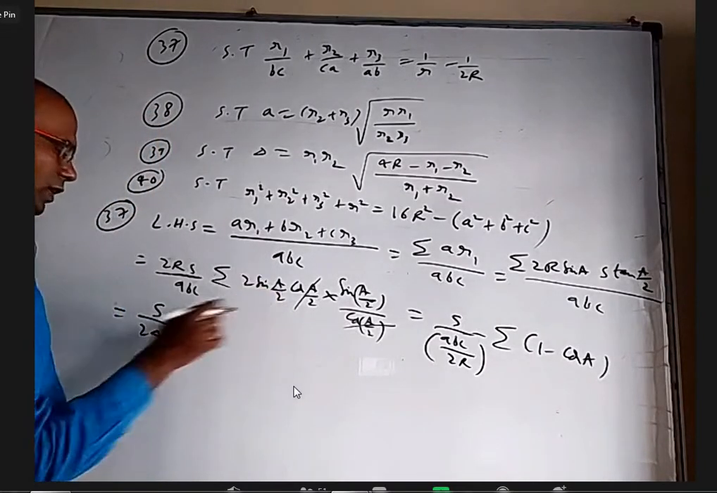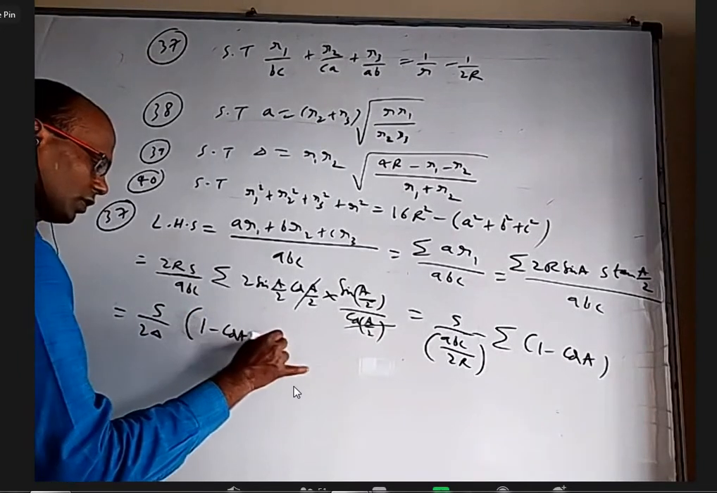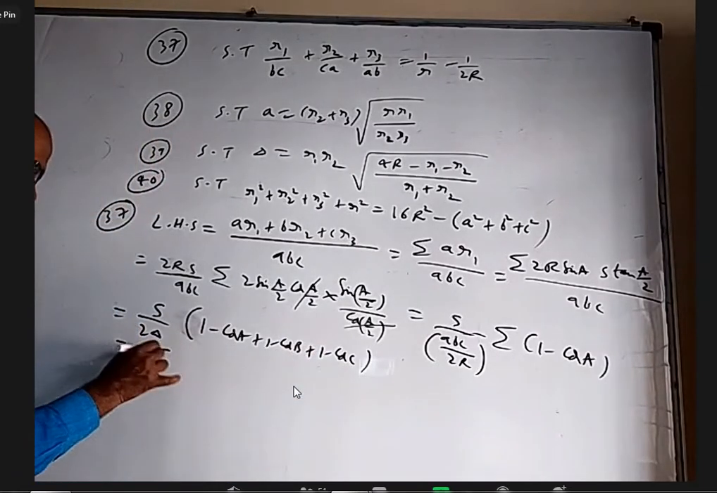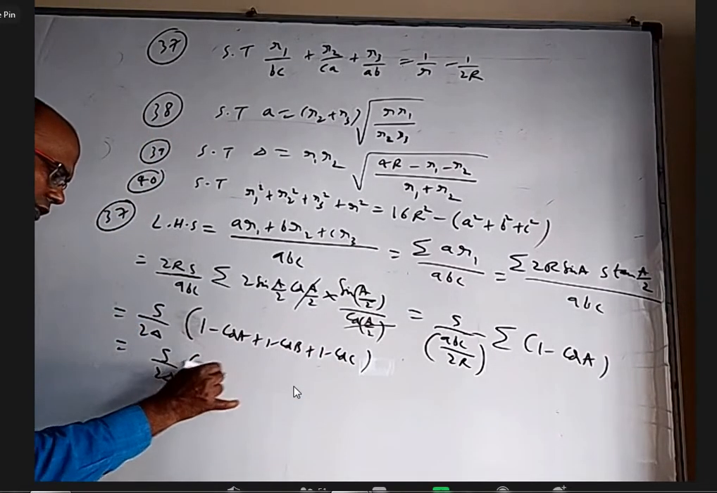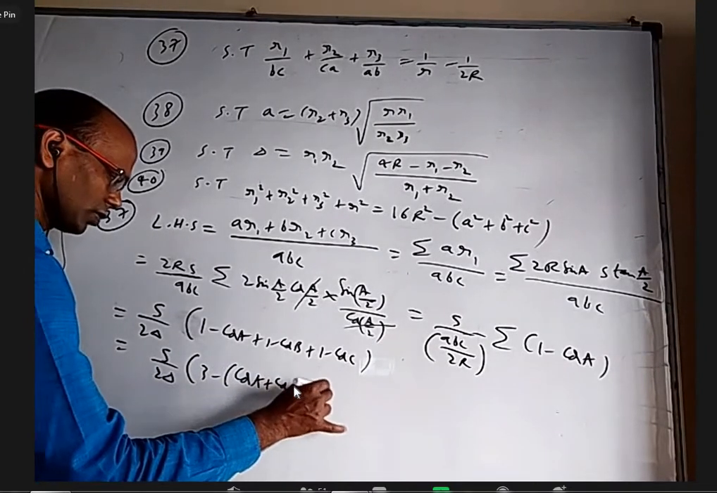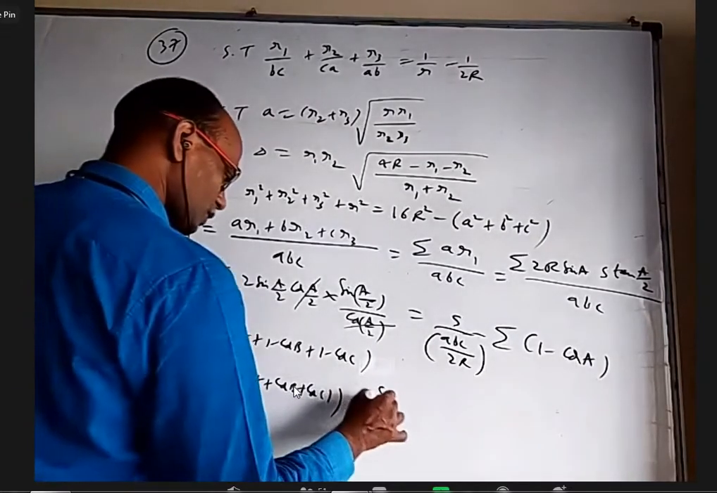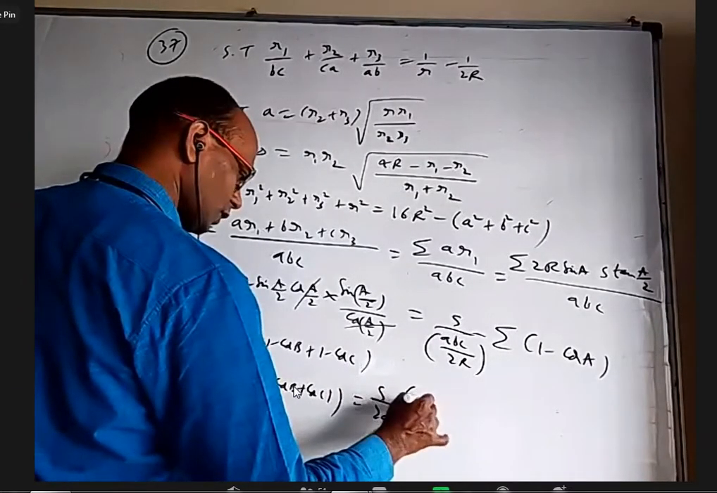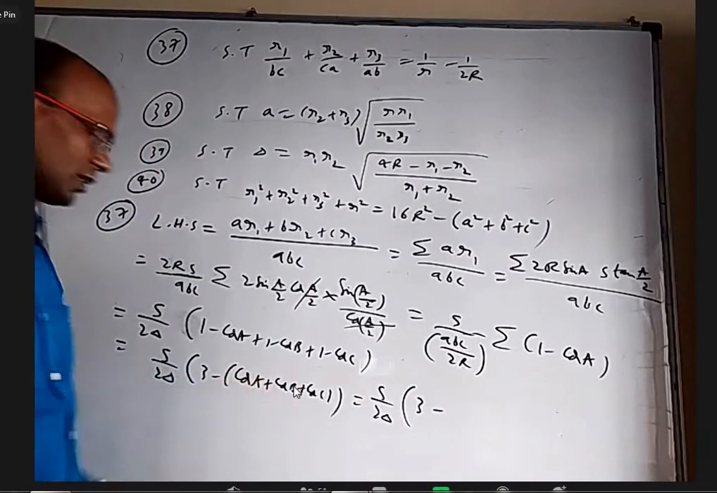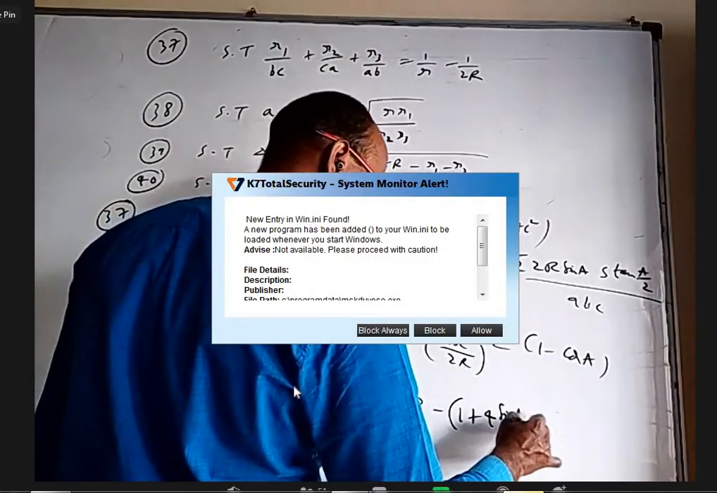And sigma 1 minus cos A means basically it is 1 minus cos A plus 1 minus cos B plus 1 minus cos C. So S by 2 delta into 3 minus cos A plus cos B plus cos C. We proved this is 1 plus small r by capital R, but I just stated that the transformation is 1 plus 4 sin A/2.